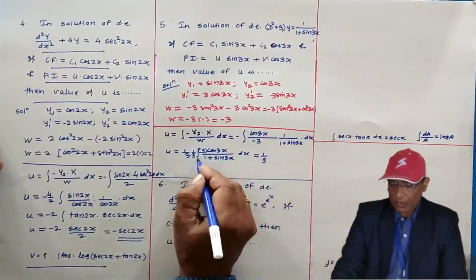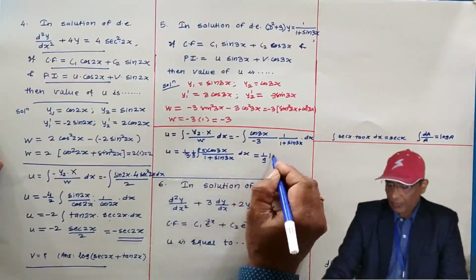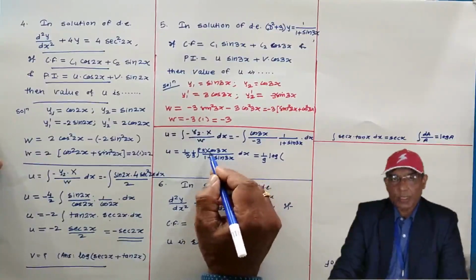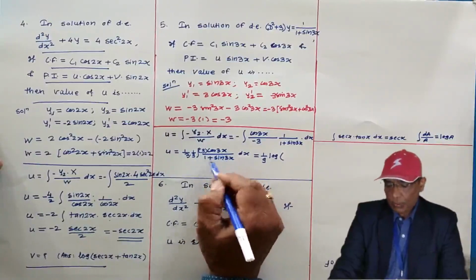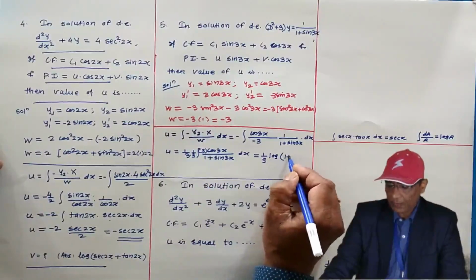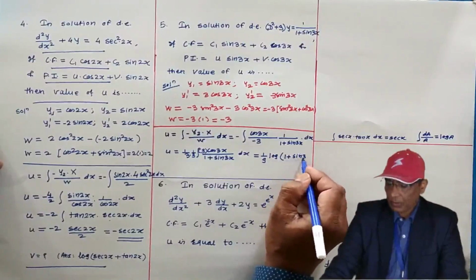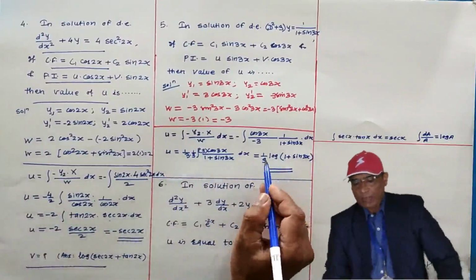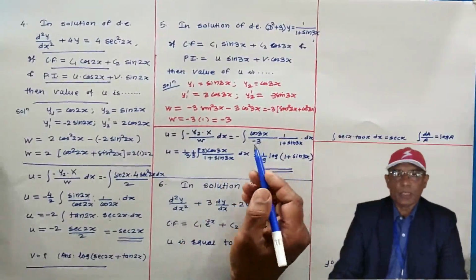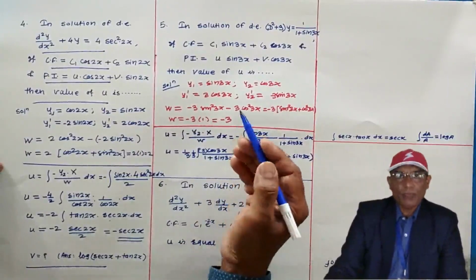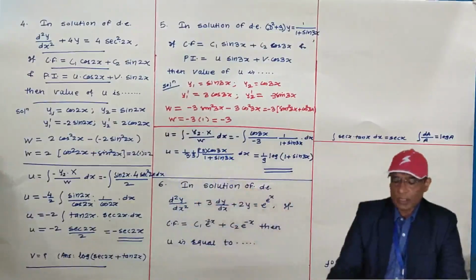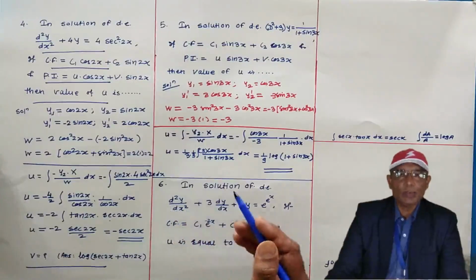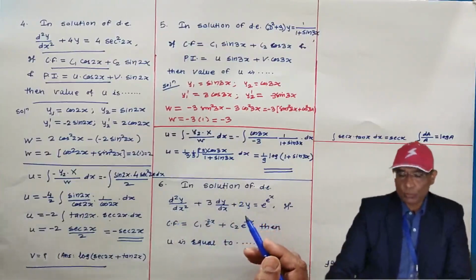This is 1 by 9, 3 into 3. Directly, the derivative of the denominator is present in the numerator. Therefore, the integration of the total function will be log of the denominator. In this way, we have found the value of u, and the value of v you may find using the formula for v, but the integration for v is a little bit lengthy. So those types of problems are less likely to be asked in the examination as an MCQ.